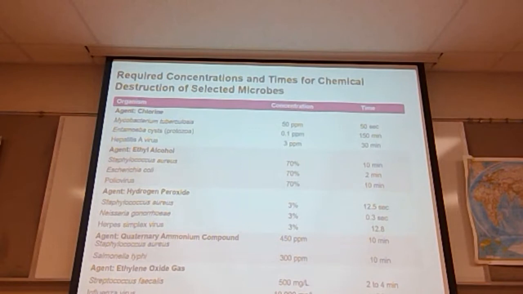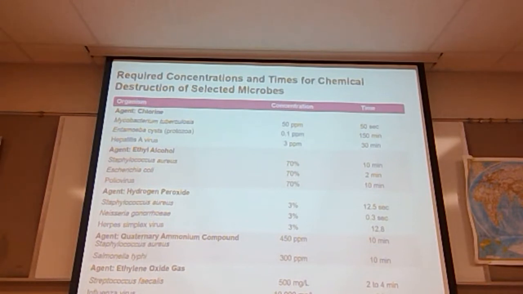Chlorine. It's effective against Mycobacterium tuberculosis and Entamoeba cysts, those are protozoans. The chart shows you the concentration needed to be effective and the exposure time. Here is ethyl alcohol. It can be purchased at your local Dollar Tree or Dollar General or Family Dollar.